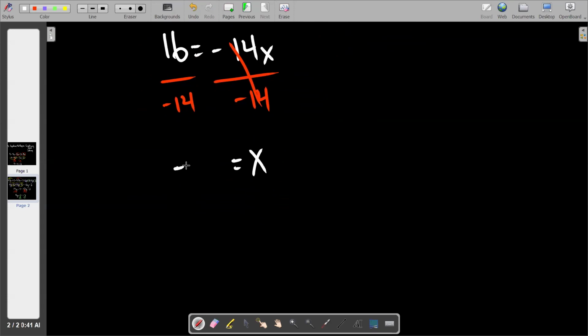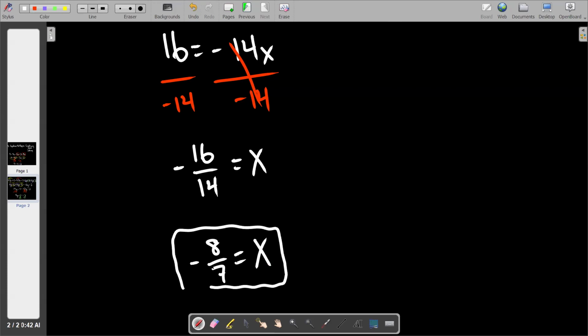How about you like this answer? Let me just chuck it in here. Full send? No. And it's not because the top's bigger than the bottom. It's because I have to reduce. 16 and 14 can both be divided by 2, leaving us with a final answer of x equals negative eight sevenths. And that is acceptable.